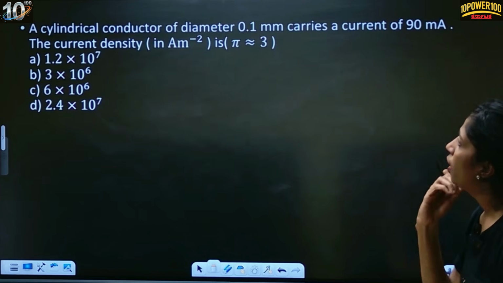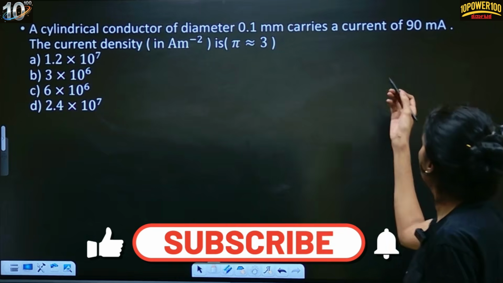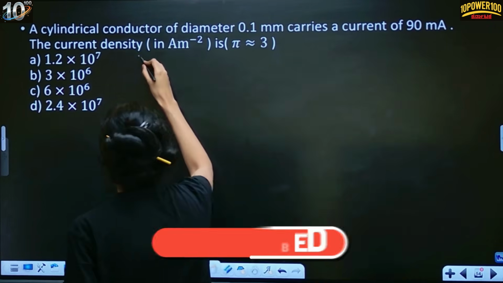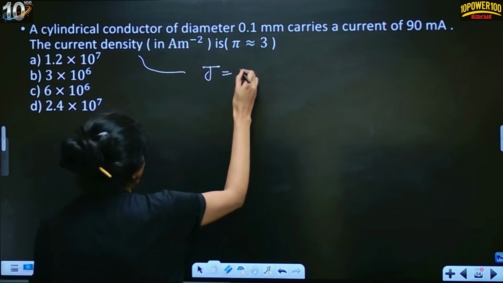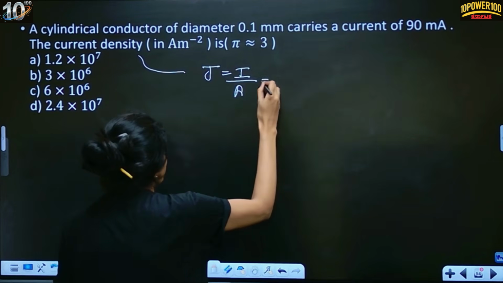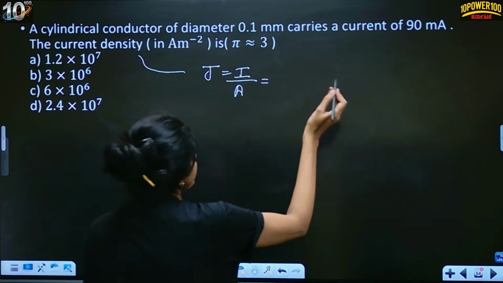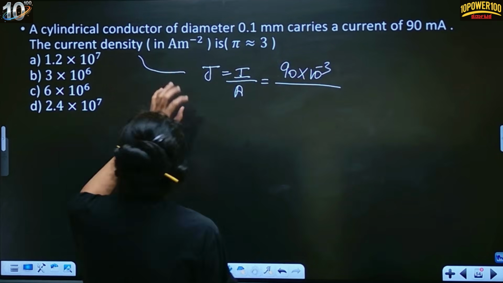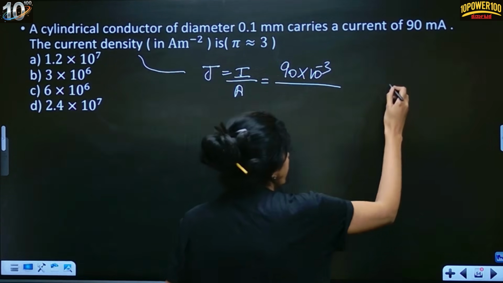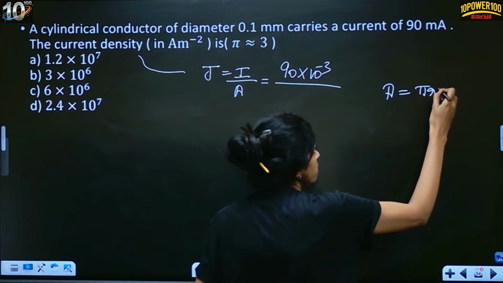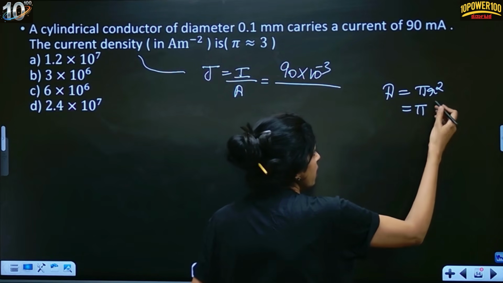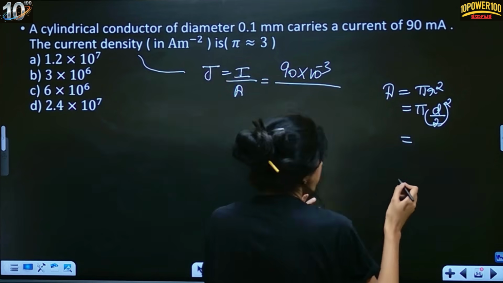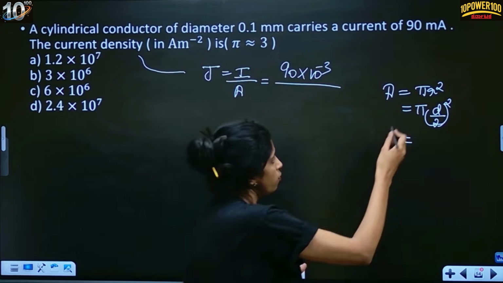Next, a cylindrical conductor of given diameter and a current of 90 milliamps is given. We need the current density, a similar question. Current density is denoted by J, and the formula is J equals I by A. I is given as 90 milliamps, so 90 into 10 power minus 3 divided by area. The diameter is given. Area is pi r square, which is pi into d by 2 the whole square. Here they are telling us to take pi as 3. Need not take 3.14. So directly I'll take pi as 3.